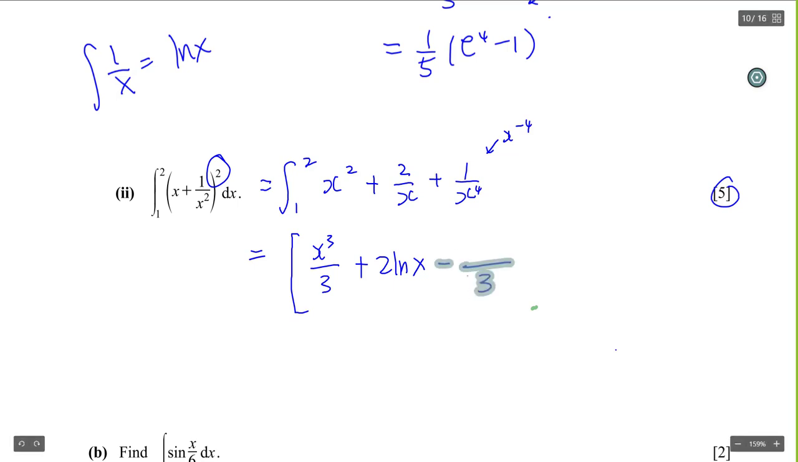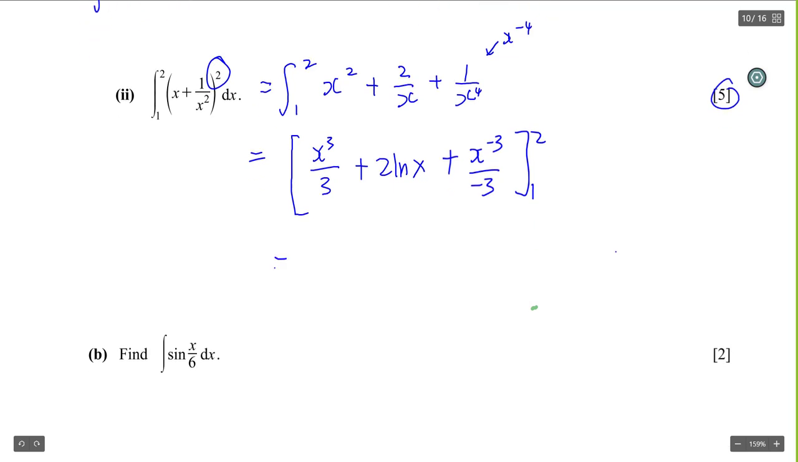Never mind, I'll just do it slowly. So x to the negative 3 over negative 3. No wonder they asked us to leave it in exact form for this one, because you have ln here. So this is x cubed over 3 plus 2 ln x, and then minus 1 over 3x cubed, from 2 to 1.